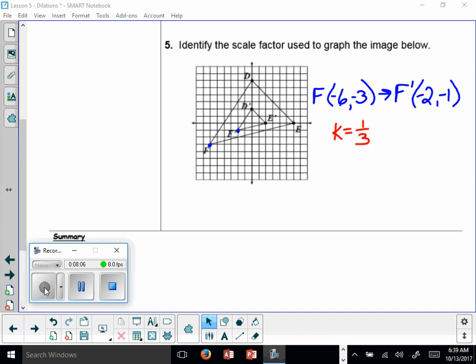All right, ladies and gentlemen, I need you to write a summary. How do you find dilations, and what is the difference between an enlargement and a reduction?